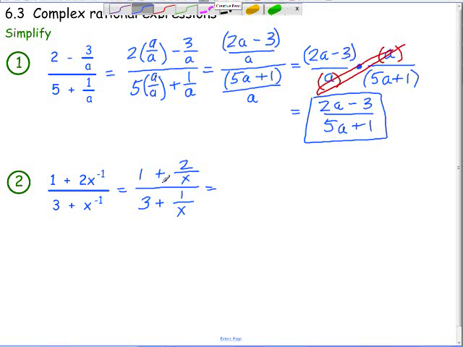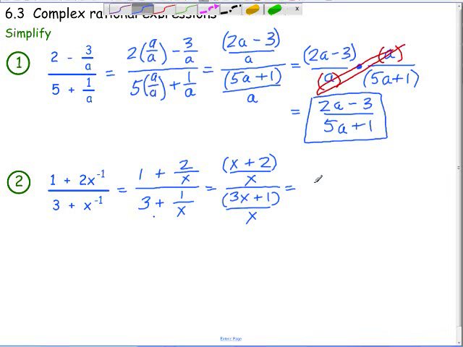We're going to have a common denominator of x, so it's going to be x over x plus 2 over x, or I'll go right to writing it as x plus 2 over x. And then I'm going to have this multiplied by x over x, so I'll have 3x over x plus 1x over x. They're both over x, so I can write it as a common denominator.